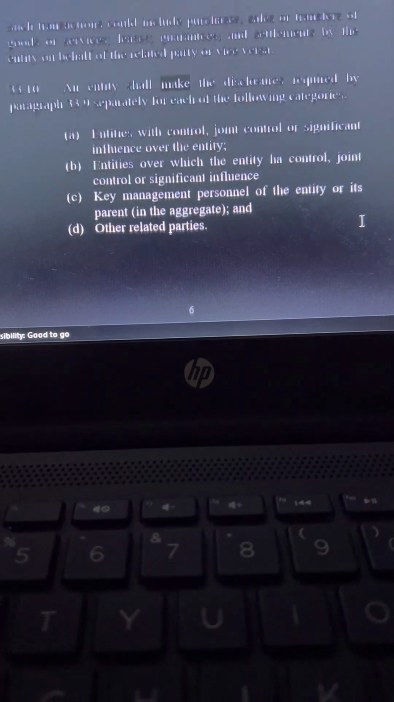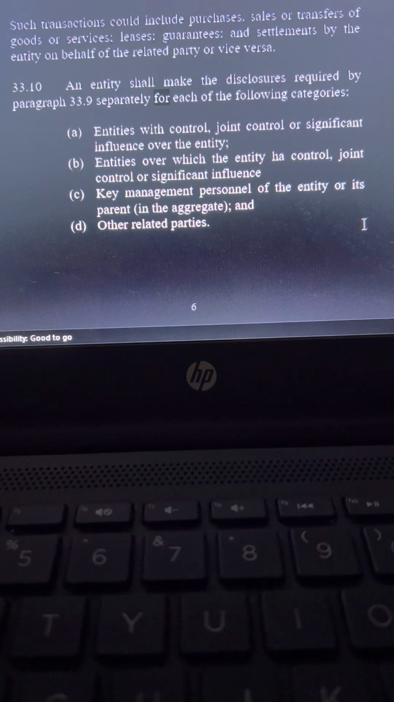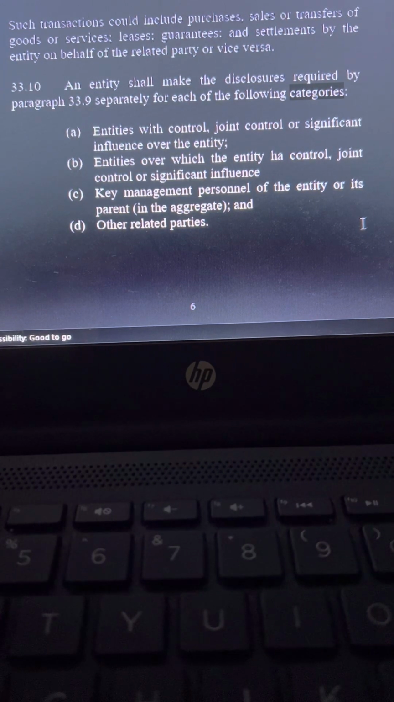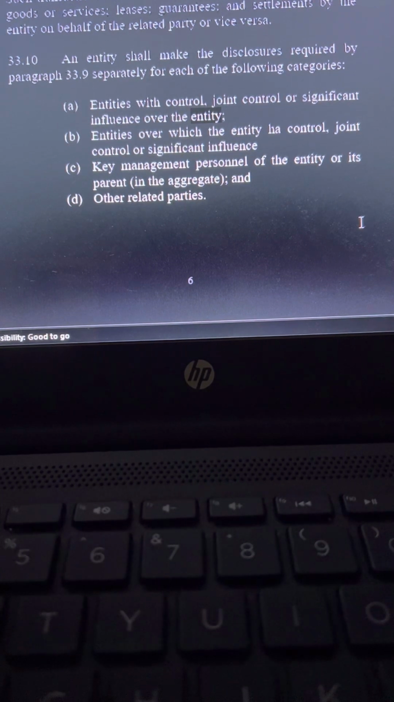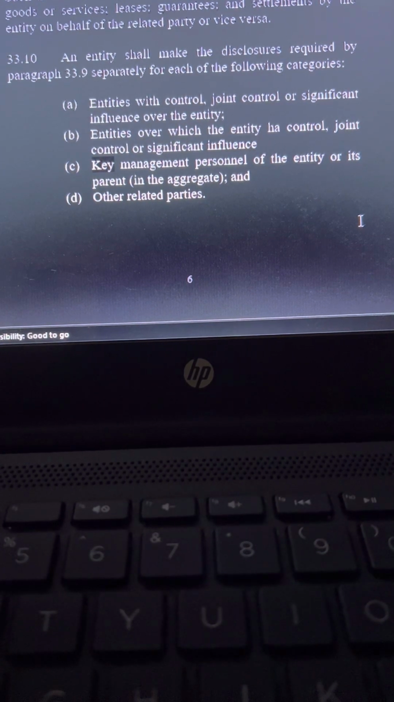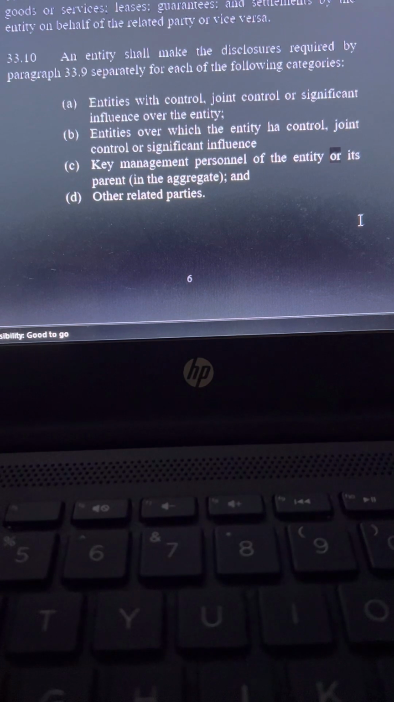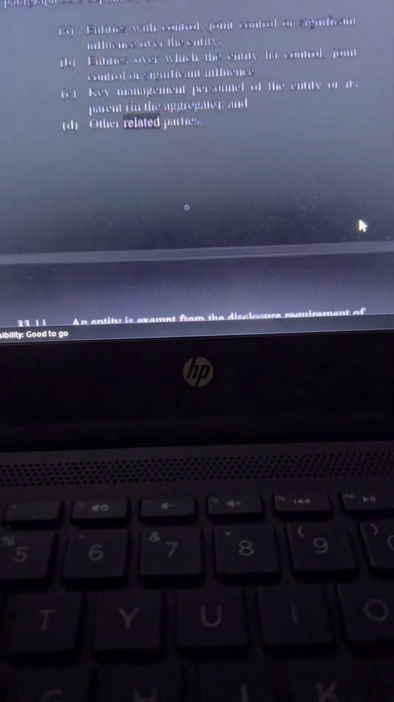33.10 An entity shall make the disclosures required by paragraph 33.9 separately for each of the following categories: entities with control, joint control, or significant influence over the entity; entities over which the entity has control, joint control, or significant influence; key management personnel of the entity or its parent, in the aggregate; and other related parties.